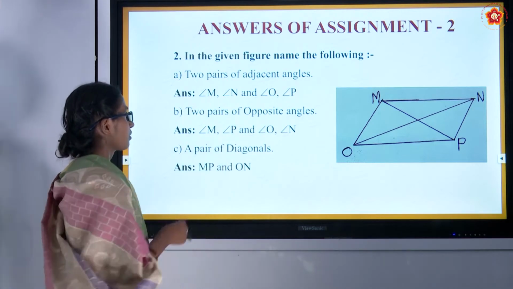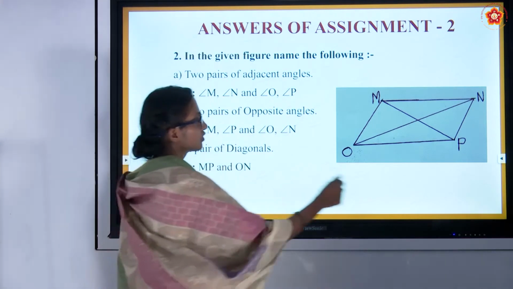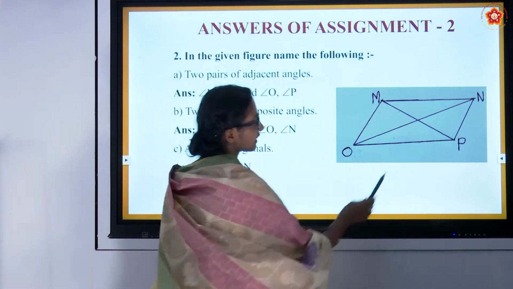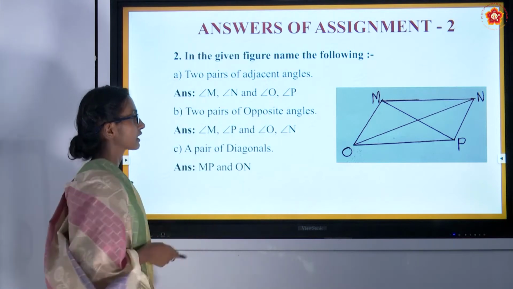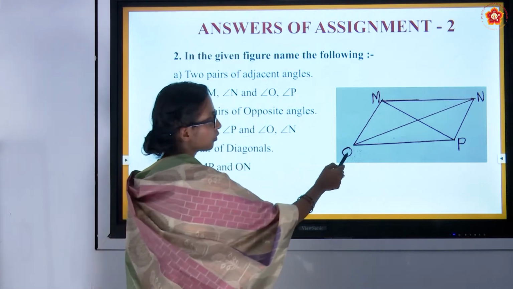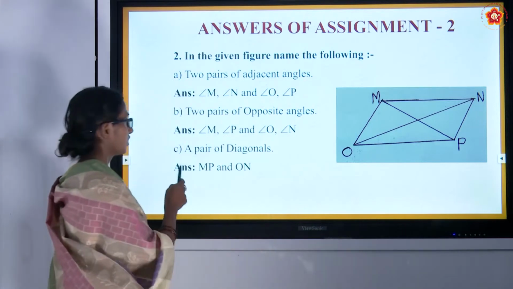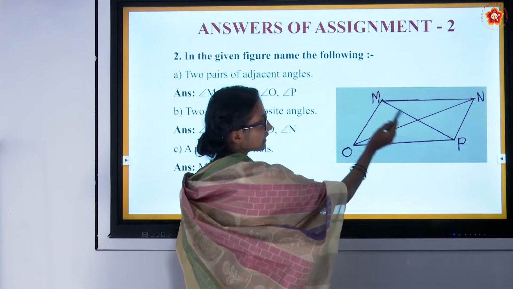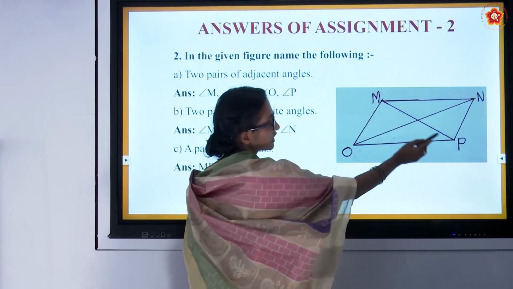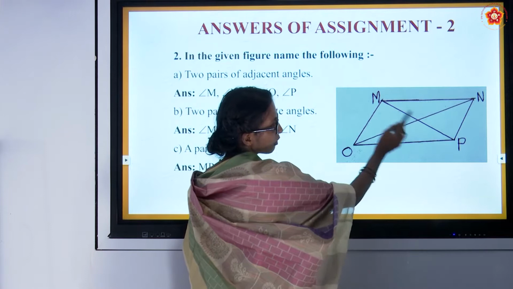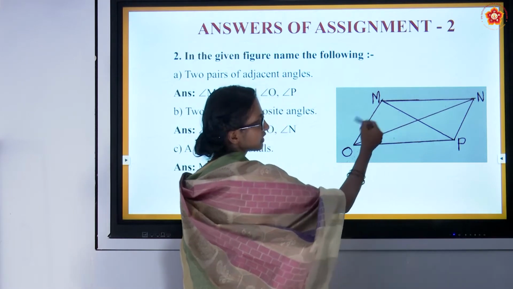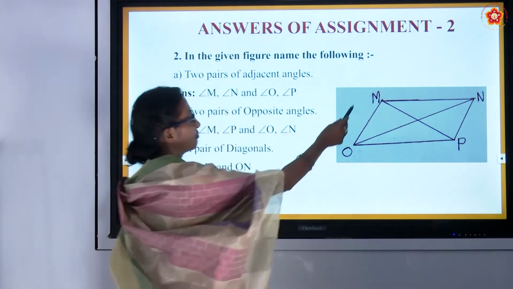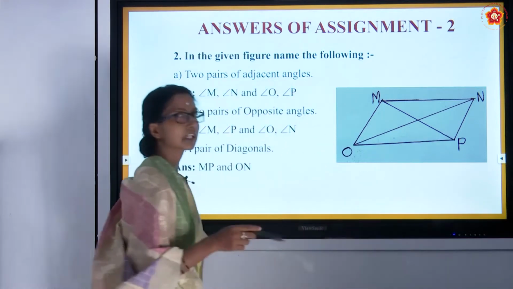Two pairs of opposite angles. For angle P, angle N is opposite. Angle M, angle O is one pair, and one more pair is angle P, angle N. A pair of diagonals. Diagonals means these lines, the lines which join opposite points in a geometrical figure, or opposite angles you can say. MO and NP. Today let's study about diagonals.